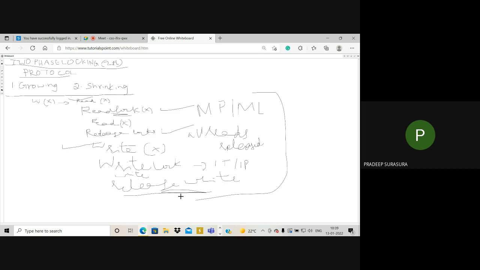Okay, once the write lock is acquired, not even read or write is applied to that particular data. Once the write lock is released, then you can proceed with the other transactions. So this is all about two-phase locking protocol.